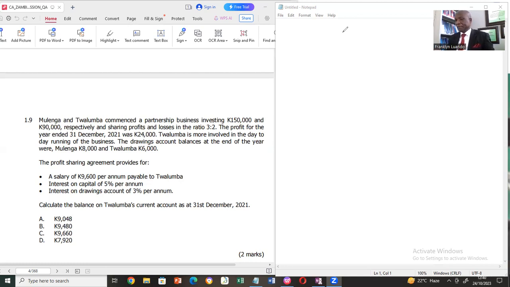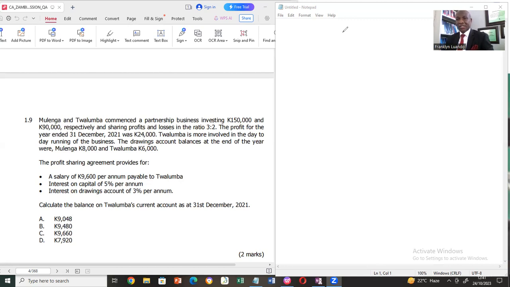Now, I want to explain the term partnership. Partnership is where two or more individuals come together to do business with a view of making profits, but the number should not exceed 20. So they can come up with their own partnership agreement on how they are going to share the profits, what would be the interest on the capital invested, and how much they are going to charge on the drawings made. But where there is no partnership agreement, then the Partnership Act will apply.